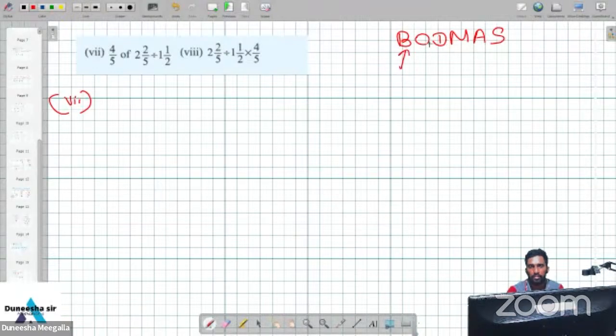What does B stand for? Brackets. Can you remember it? Then what do we do next? D. What does D stand for? Can you remember it from the grade 9 BODMAS? What is D?